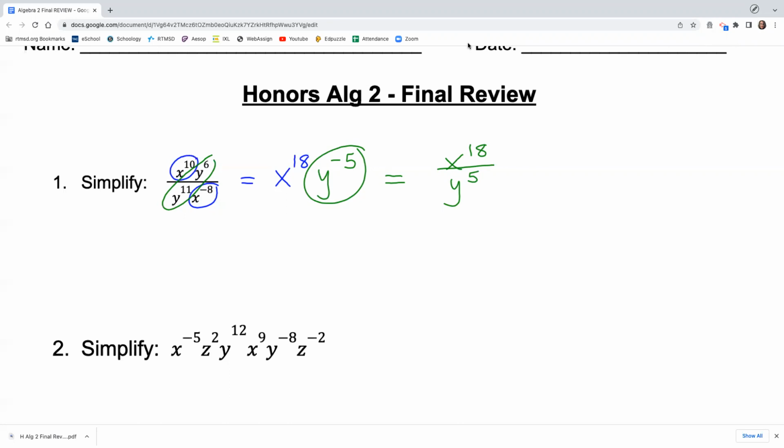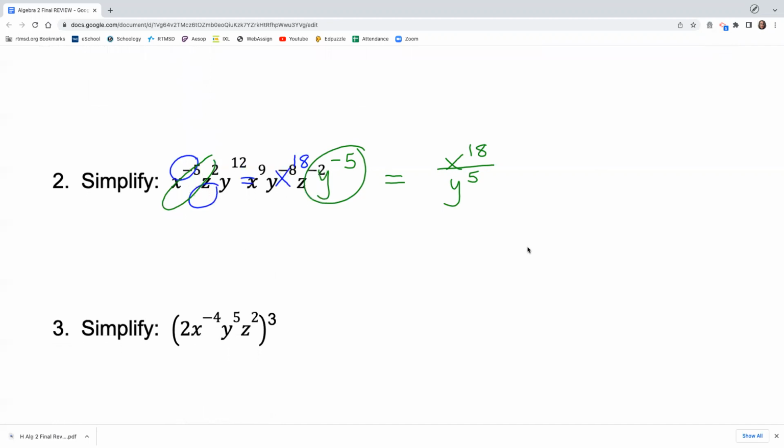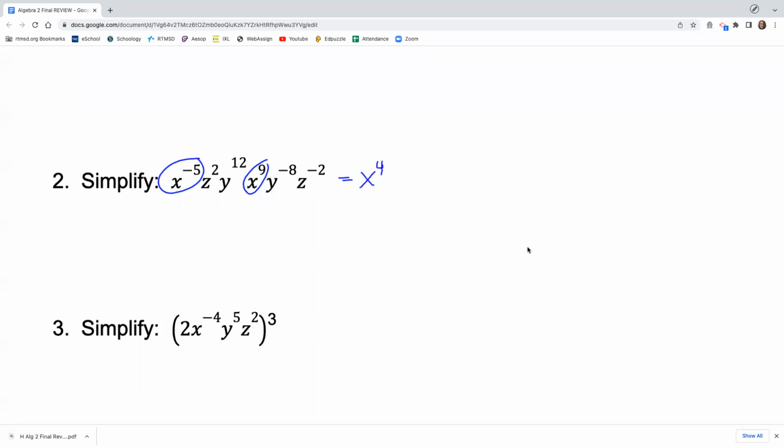For number 2, we are also simplifying exponents, but in number 2, all of the parts are just being multiplied. So we're going to take common or like bases, and we are going to add their exponents. For the x's, negative 5 plus 9 is 4, so this turns into x to the 4th power. For the z's, we have z to the 2nd power times z to the negative 2nd power. Well, they're being multiplied, so we take the exponents and add them.